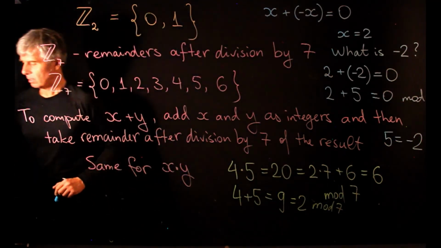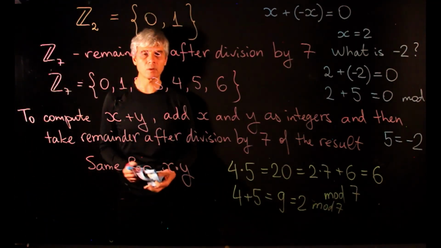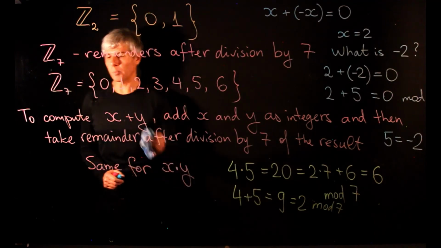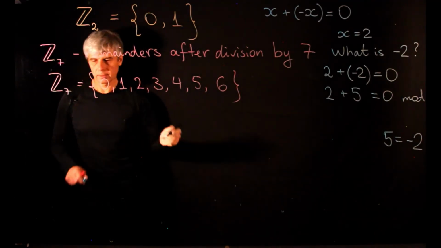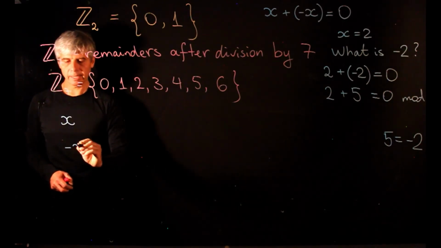And now we can construct a little table of additive opposites. All right, so let's write a table. So we have x and negative x.